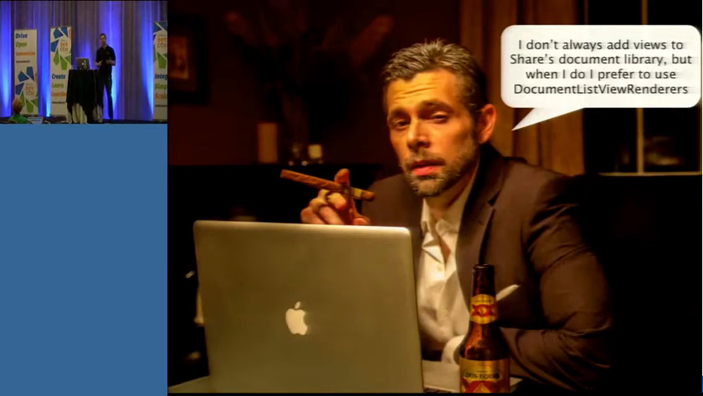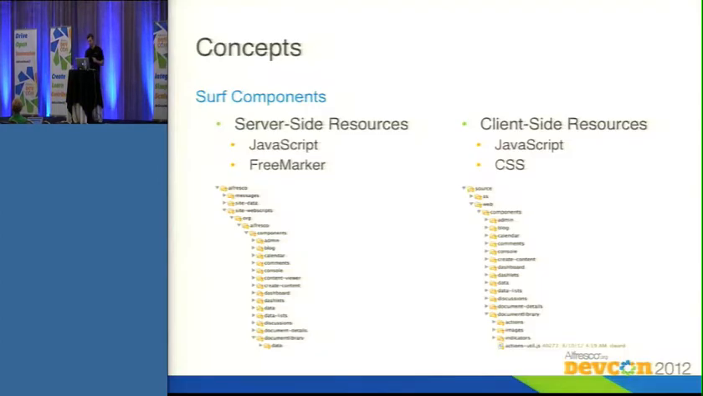Now we have this concept of the document list view renderers, and things are a lot different. So just a refresher, we're talking about Share's surf components here. And within those, we've got server-side resources. Those include things like JavaScript that manipulate the data model, FreeMarker, which renders HTML fragments and passes them back to the client.